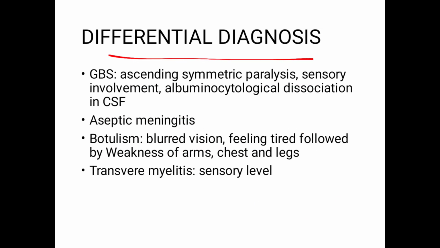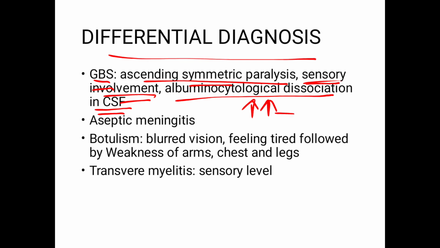So the differential diagnosis of polio, again GBS, that's Guillain-Barré syndrome. Guillain-Barré syndrome is basically an ascending symmetrical paralysis, in contrast to polio, which is flaccid paralysis and asymmetric in nature. Again, GBS has sensory involvement as well, while polio is a pure motor problem. And there is albuminocytological dissociation in the CSF. That is, the proteins are very much elevated in contrast to the lymphocyte level. So this is one of the signs of GBS.